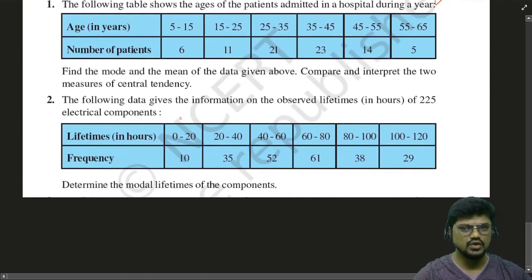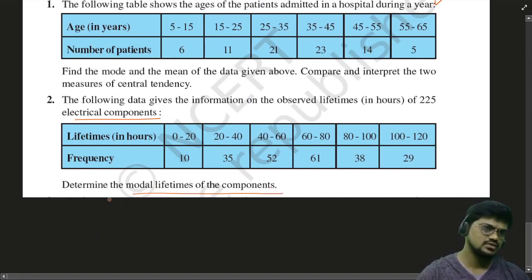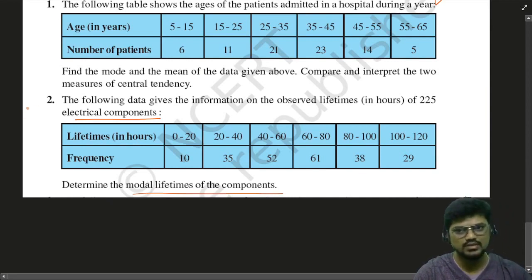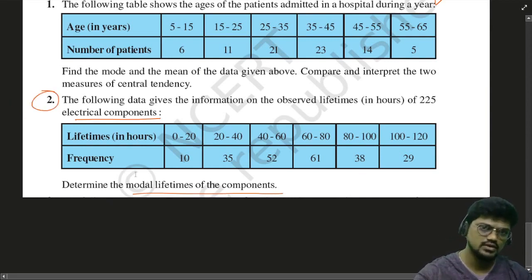The following data gives the information on the observed lifetime in hours of 225 electrical components. Determine the modal lifetime of the components. Again, you have to find the mode. Can you find the mode by yourself? I'll give you the formula on the screen. Please try to find the mode of this data which you have. Okay, sir.